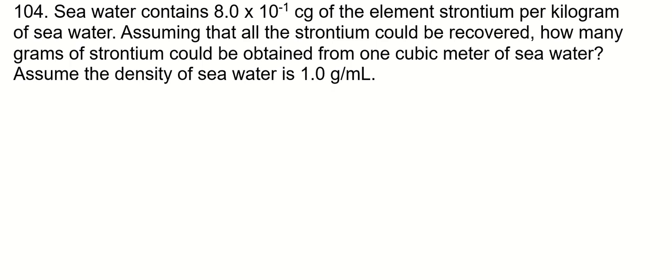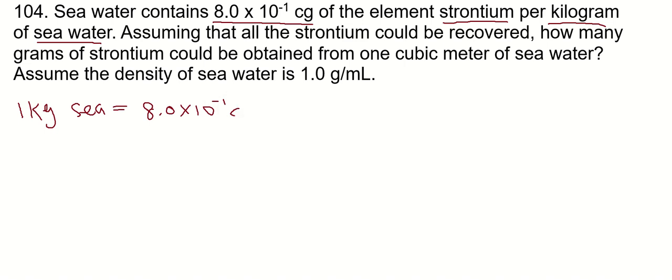Time to do more problems. Seawater contains 8.0 times 10 to the negative 1 centigrams of strontium per kilogram of seawater. That's the conversion factor. We're going to write that down. So for every 1 kilogram of seawater, there is 8.0 times 10 to the negative 1 centigrams of strontium.